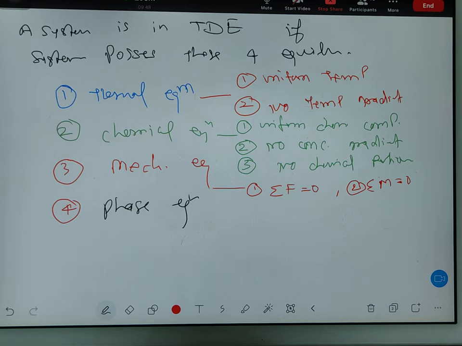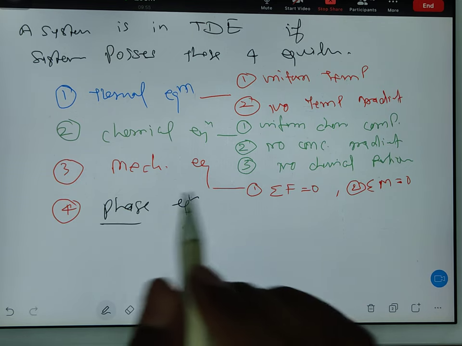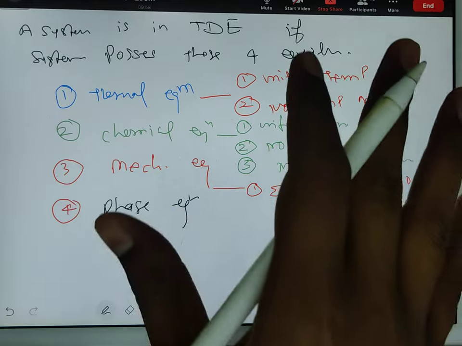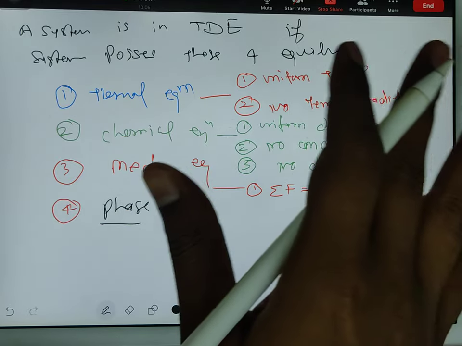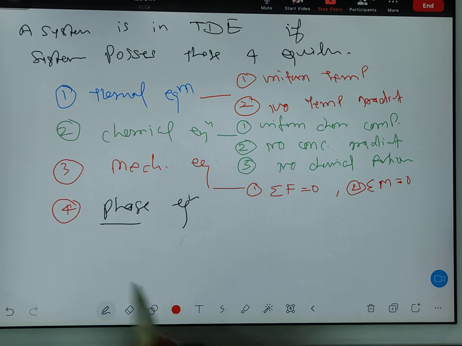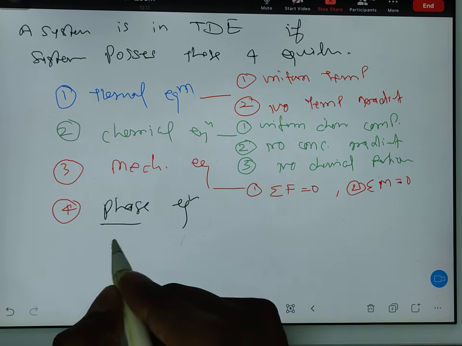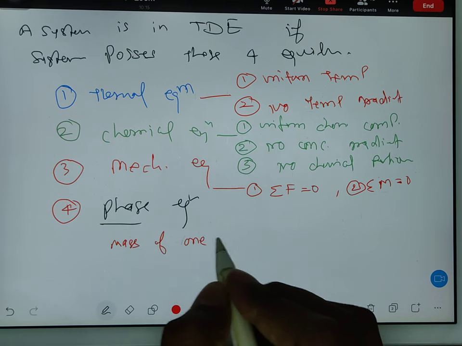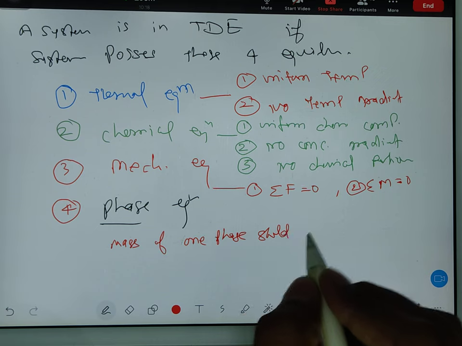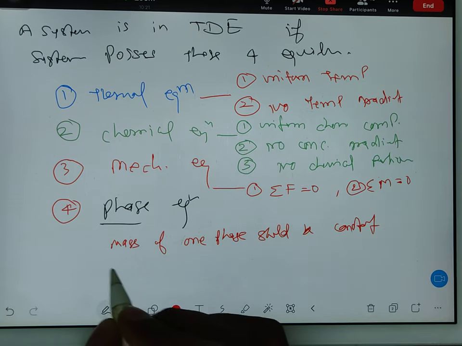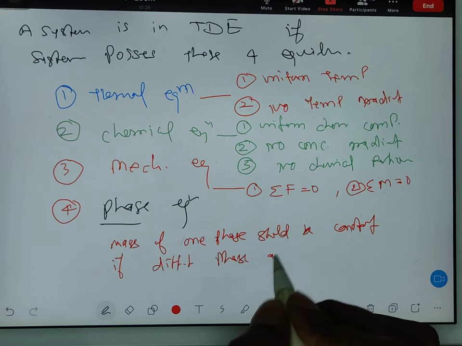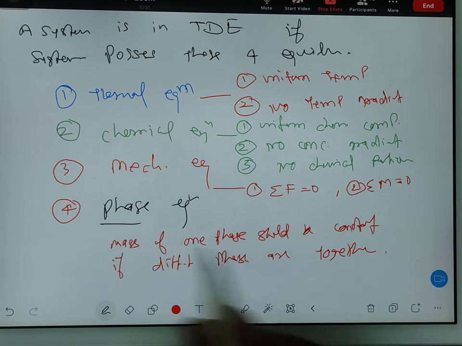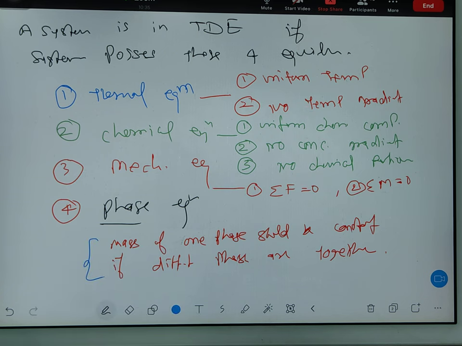Then we go for phase equilibrium. So in case of phase equilibrium, actually phase means solid, liquid, gas. All the three things are present together, but any one phase is not converting into any other phase. That is the meaning of phase equilibrium, correct? So for phase equilibrium, you just mention: mass of one phase should be constant if different phases are together. Because you have understood the physical concept, there is no need to go into more detail.